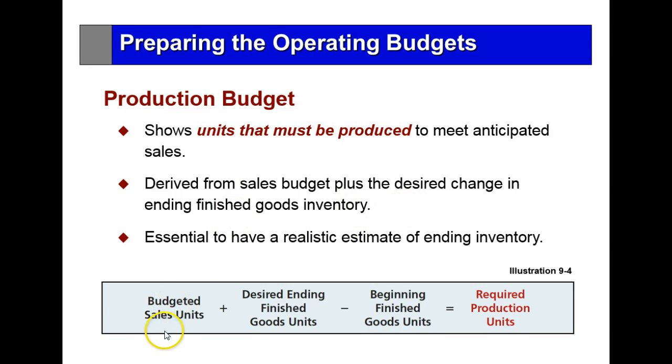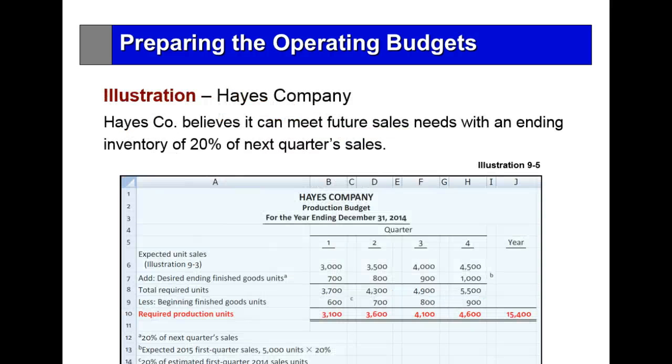So as you see here, the budgeted sales units plus what we want to be in the ending inventory minus the beginning finished goods unit are going to equal what we need to produce for the period. Make sense? Here's an example. Hayes Company believes it can meet future sales needs with an ending inventory of 20% of the next quarter sales. So they want 20% to be on hand at the end of the previous quarter for the next quarter. So in this example, if we're anticipating to have to sell 3,500 units, what do we want to have on hand at the end of the period? We want 700 units on hand, right?